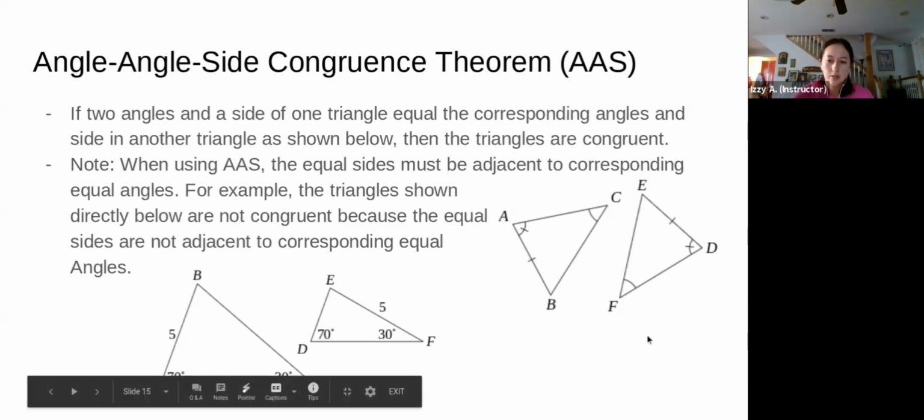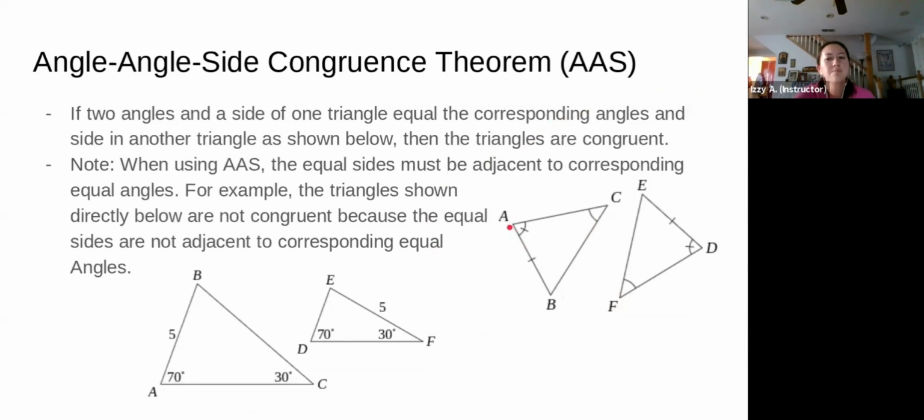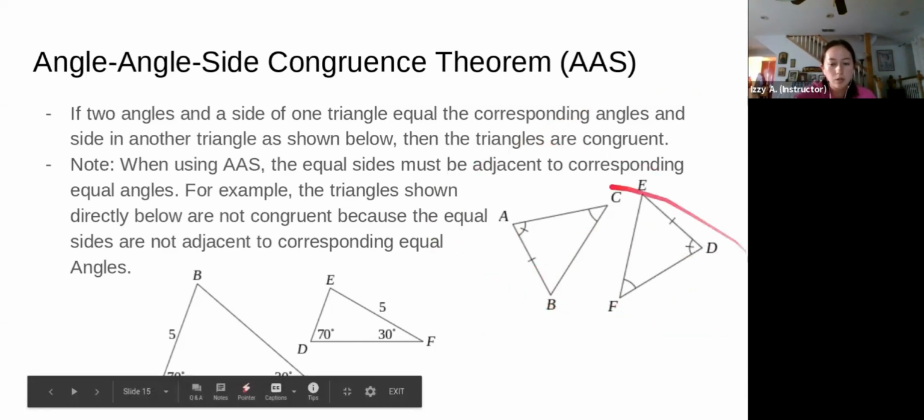But on the right, here's a correct image of AAS being used. So we can see that we have angle C is congruent to angle F, angle A is congruent to angle D, and then we have side AB is equal to side DE. Therefore, the two triangles are congruent.